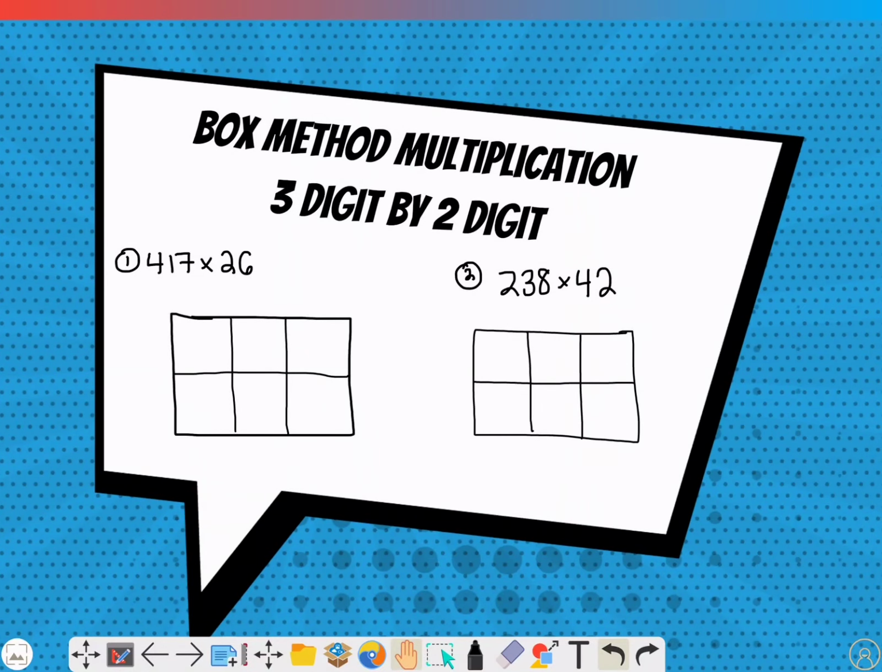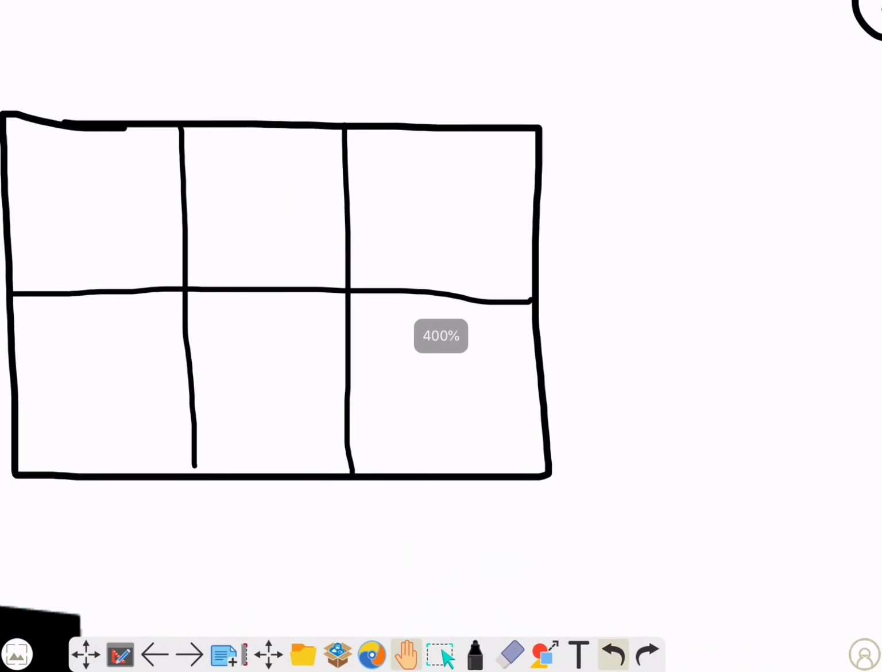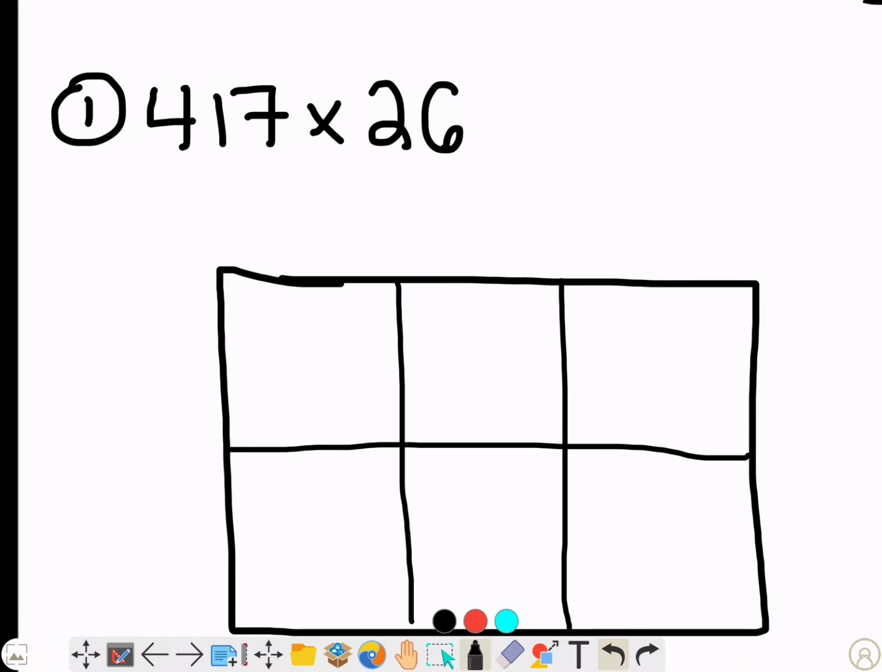Box method multiplication is basically breaking down a number or a multiplication sentence by its place value, then multiplying it out. Now, your first number, depending on how many place values, this one has 3, is going to tell you how many columns you have going up and down. The second number's place value is going to tell you how many rows.